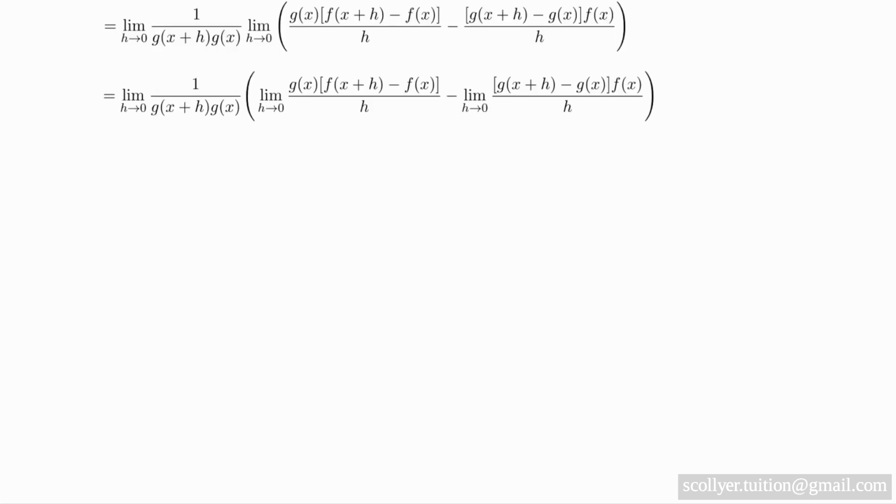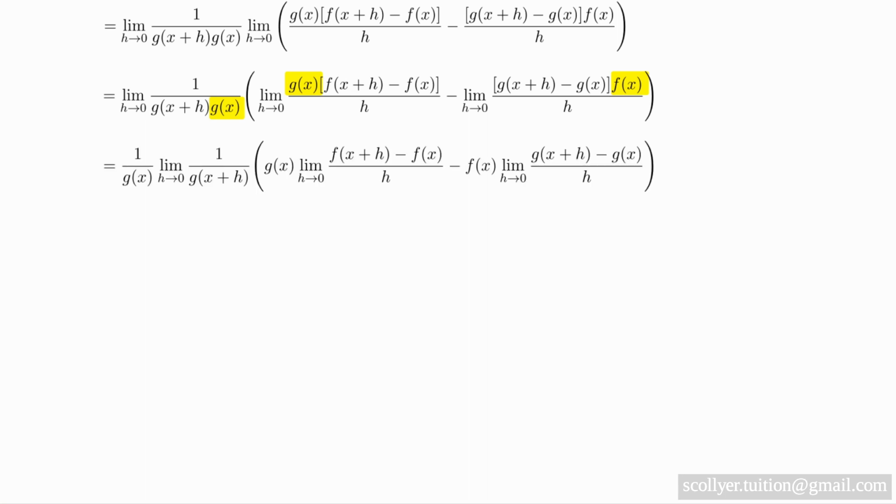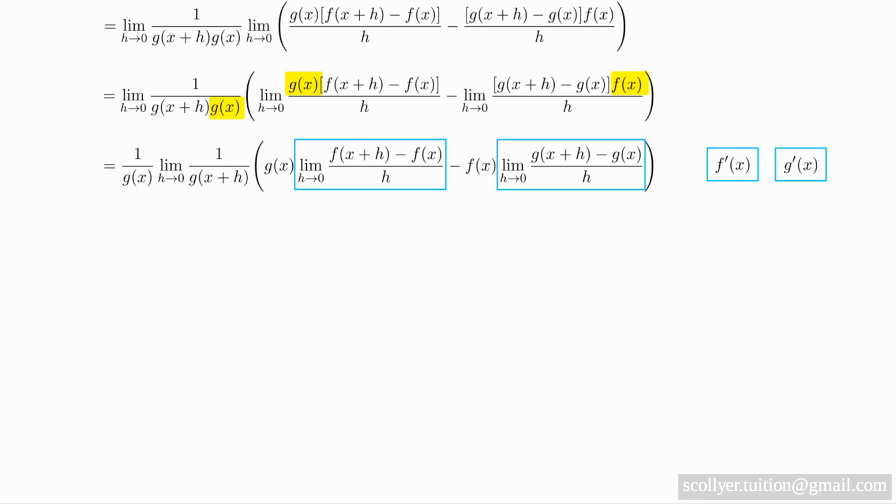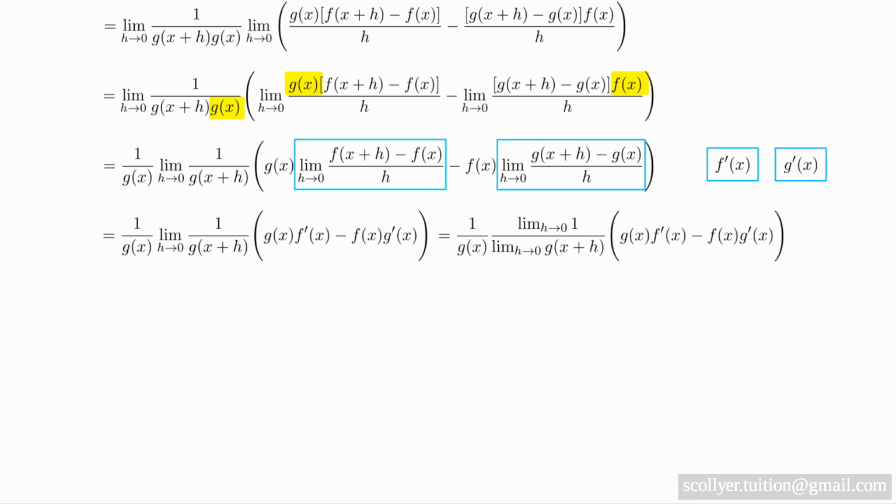And we note that the quantities shaded yellow do not depend on h, so we can pull them out of the limits to give the following expression. We can now see that the expression in this box is f dashed of x, and that the expression in this box is g dashed of x, which allows us to write the whole expression as follows. And we now only have to evaluate the limit as h tends to 0 of 1 over g of x plus h. And that is straightforward.